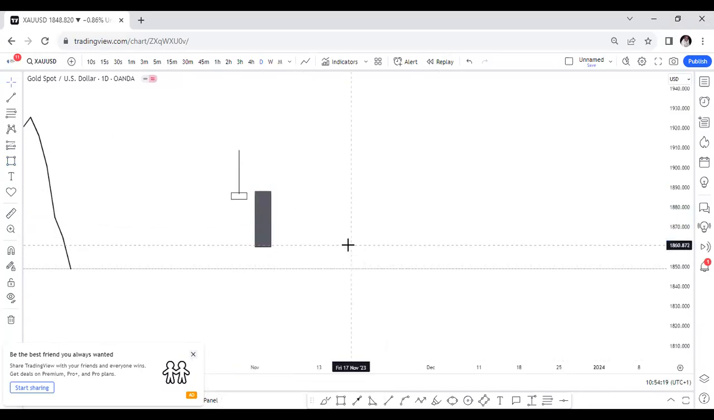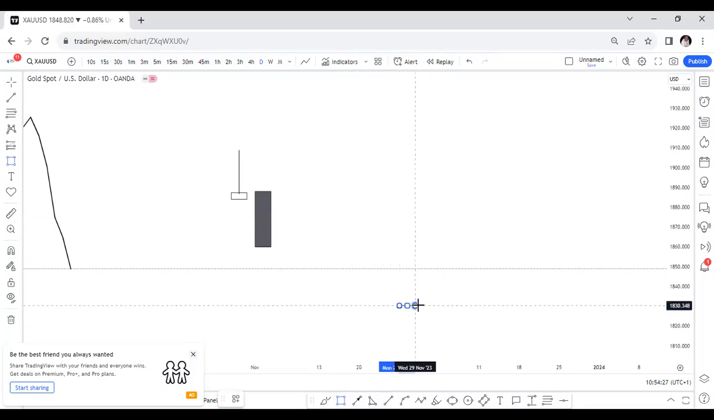You can have it like this. It's an engulfing. So you may have another one below, which is a bullish engulfing. It could be just a pin bar like this.